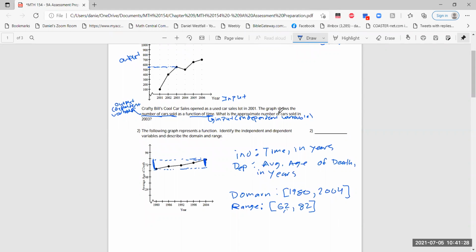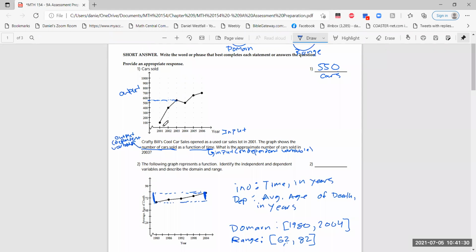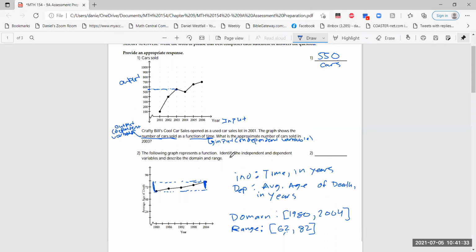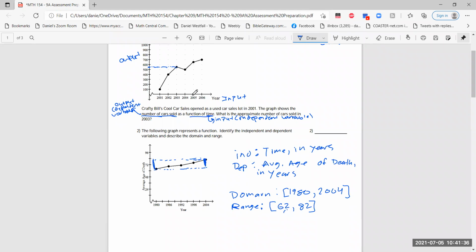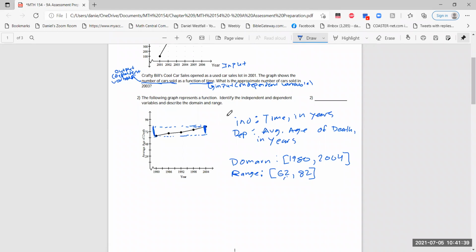Same problem, basically. Just the words instead of the picture there. All right, next problem is going to be to identify what the input values are, the domain, what the output values are, the range, and to describe the domain and range. So what's our independent and our dependent variable? Our independent variable, our input values are going to be time measured in years. Our dependent variable is going to be the average age of death measured in years. Answer key gives slightly different answers to this.